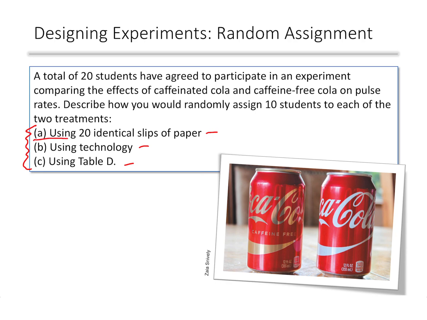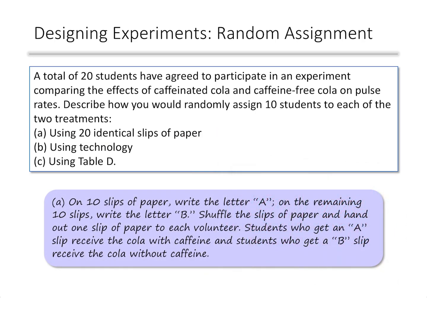So let's start with how we would assign them using 20 identical slips of paper. Think about it. If we have 20 identical slips of paper, there are different ways you could do this. This is one way. You could write letter A on 10 of them, and on the other 10, write letter B. Shuffle the slips of paper and hand out 1 slip to each volunteer. If they got an A, they're in the A group. The B, they're in the B group. You could also put all their names on slips of paper and draw them out, and the first 10 go into the A group and the next 10 go into the B group. So there are multiple answers you could have had on that depending on what you did. Those are two different examples there.